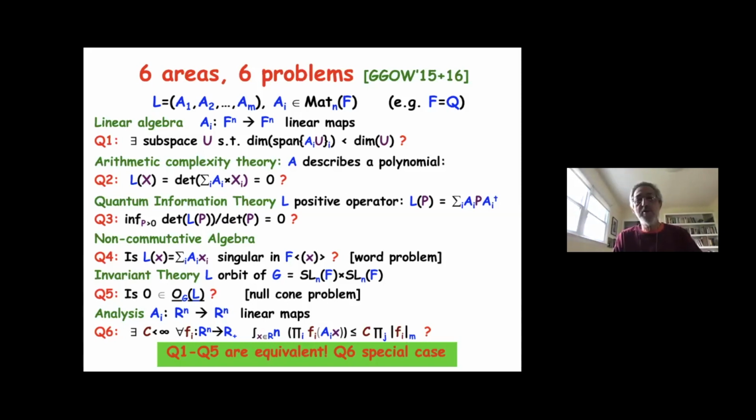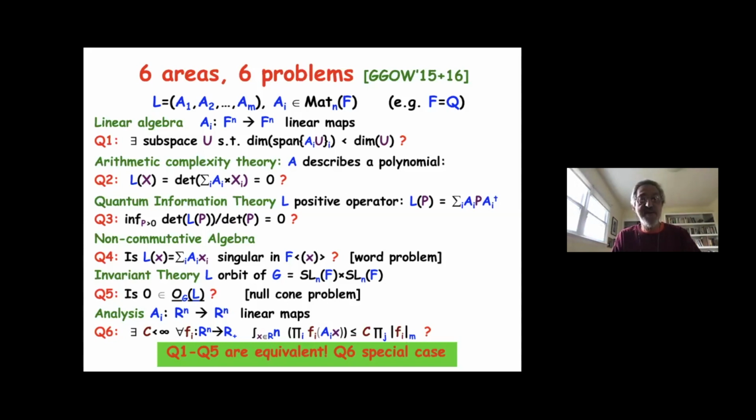Equivalent, I mean, not polynomial time reducible to each other. A tuple of matrices has an answer yes to question 1 if and only if it has an answer yes to question 2, and so on, up to 5, even though these are completely different questions in nature.